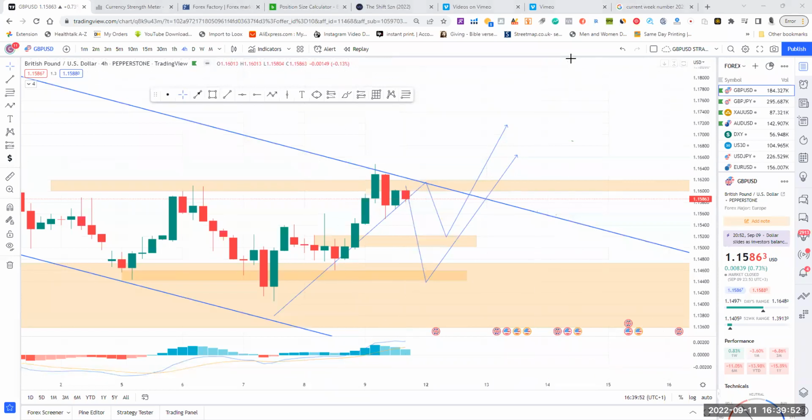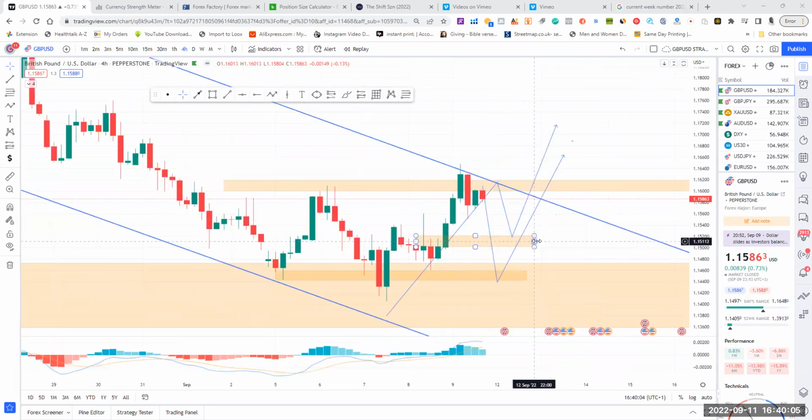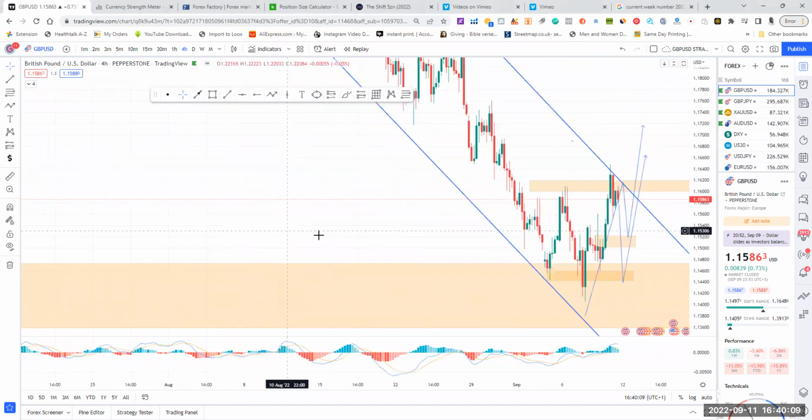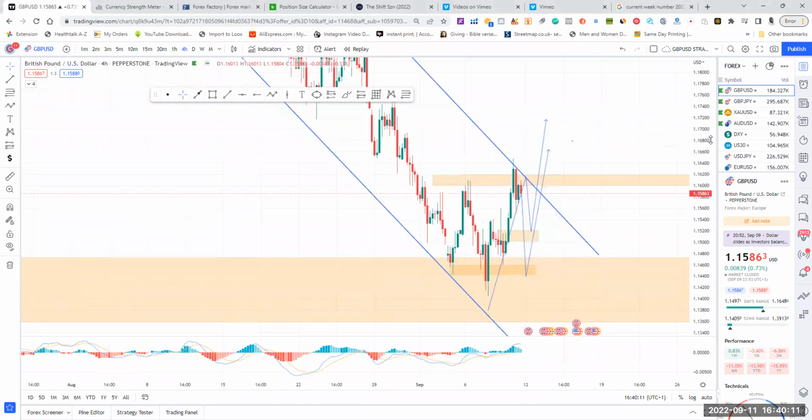So you need to pay attention to what the market is doing. Very important, especially when it's coming to a point of reversal. The market is trying to change its direction up. Okay. Now, if you look at this 4-hour time frame, what pattern can you see?